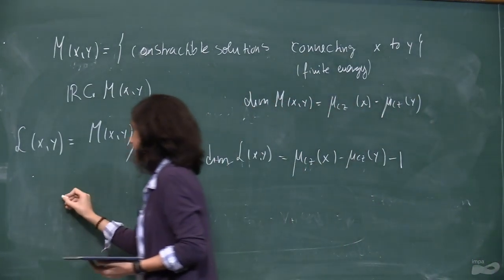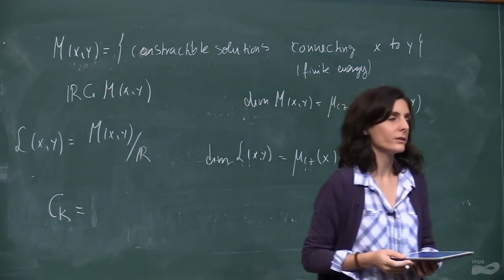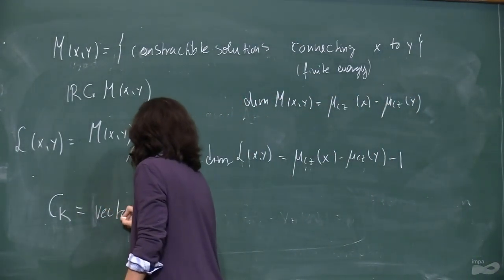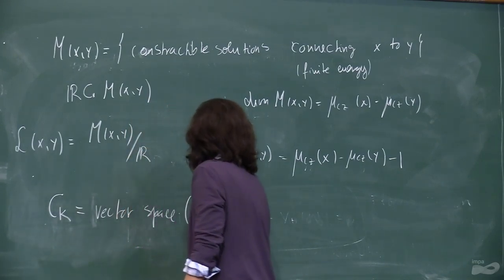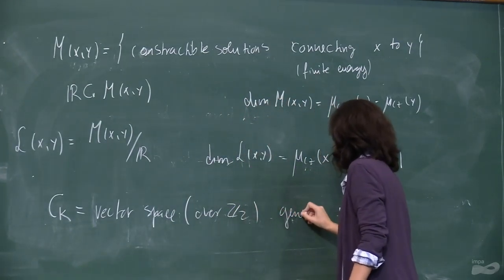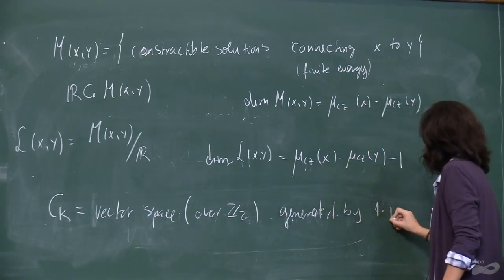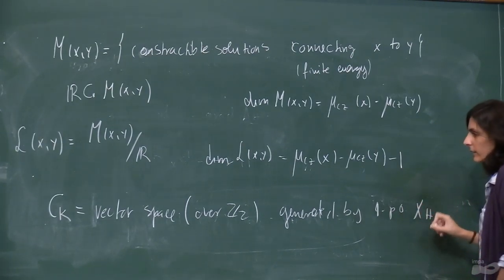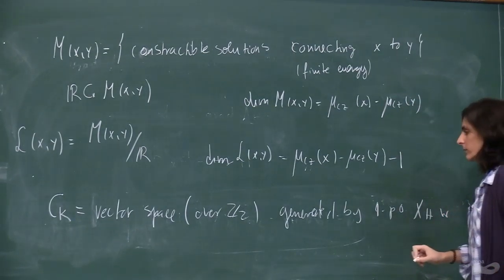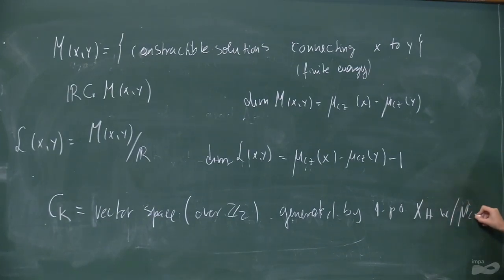Okay, so our vector spaces now are, so things are now defined just as in the Morse case. So this is a vector space again over Z2, generated by one periodic solutions of my Hamiltonian system, so the critical points of the action functional with index k, generated by one periodic orbits with Conley-Zehnder index k.